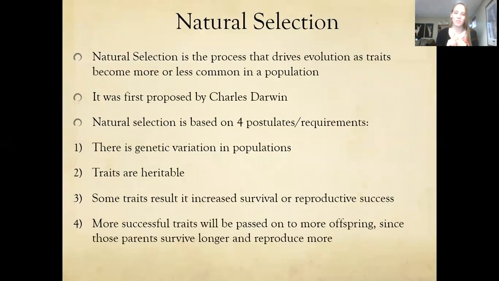First, there has to be genetic variation in the population. The traits need to be heritable. So unlike Lamarck with his acquired traits, the traits have to be heritable. Some traits have to increase either the survival or the reproductive success of those organisms. And then the more successful traits need to get passed on to the offspring more often, since those parents survive longer and reproduce more.